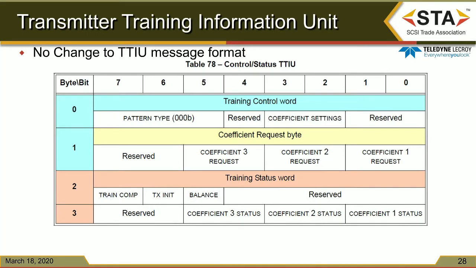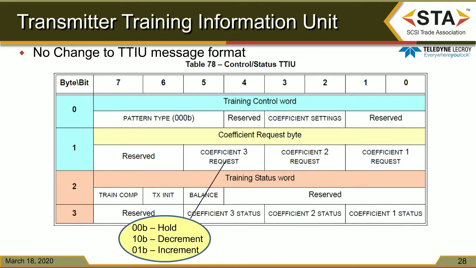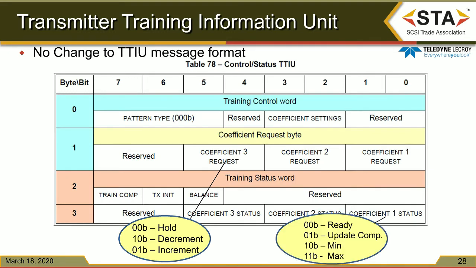For the TTIUs themselves, SAS4 uses the same basic approach as they did with 12 gig. No change to the message format, still using D-word size structures, 32 bits total, with a separate control word where each side can make a coefficient request. The status word always reflects the status of the PHY that sent it. So for example, 01 here means, hey, that update you requested is complete.